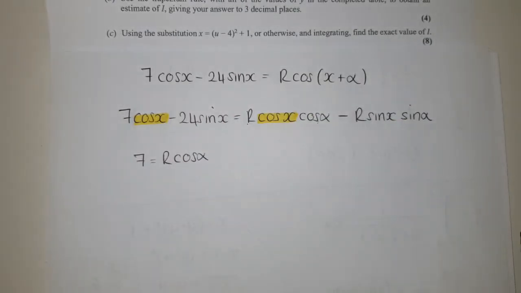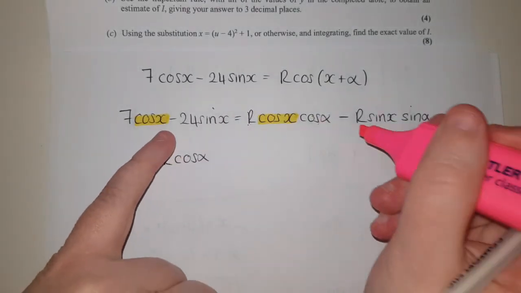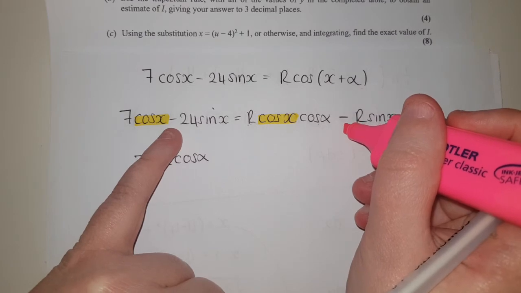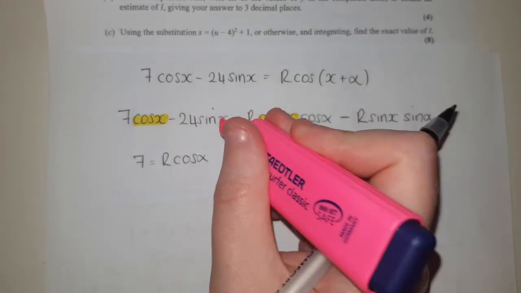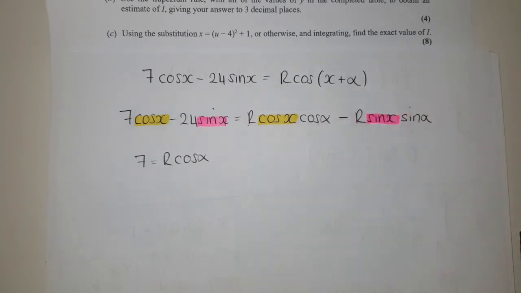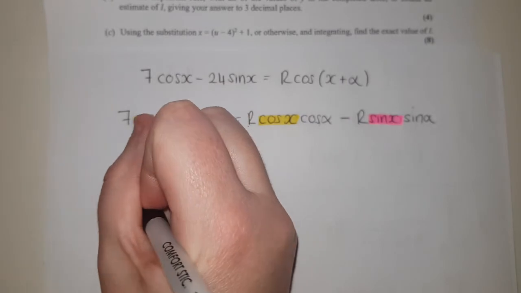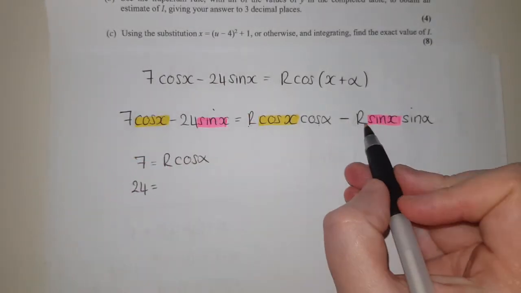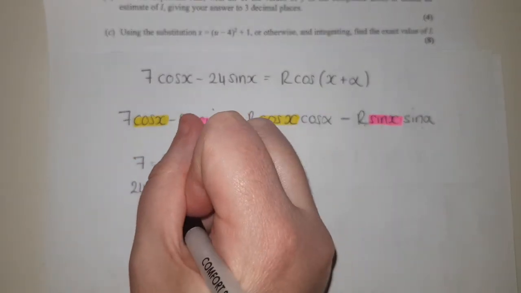Okay, if I do the same with the sines, now these should always match. So the negative doesn't actually have any effect. The sin x on this side has to match the sin x on this side, in which case 24 has to be r sine alpha.